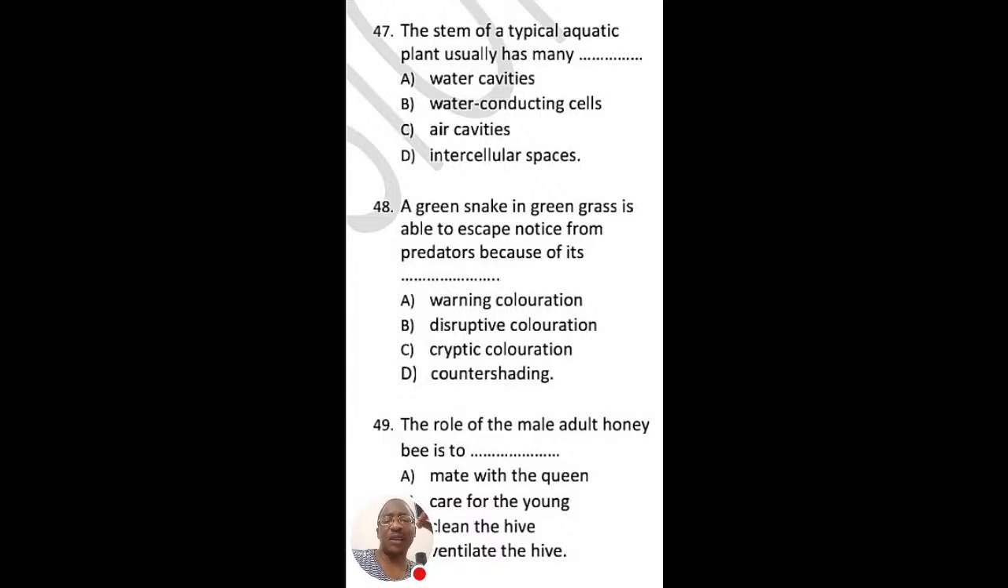Then there's what is called cryptic coloration. Cryptic coloration is also connected with concealing coloration. The color conceals, like a grasshopper that is green inside green grass, a snake that is green inside green grass, is concealing. That is what we call cryptic coloration. Then there's what is also called mimicry. An animal taking up the appearance of another, like a stick insect. Some animals look like sticks. Some animals look like twigs. Some animals look like leaves in order to escape being eaten by others.